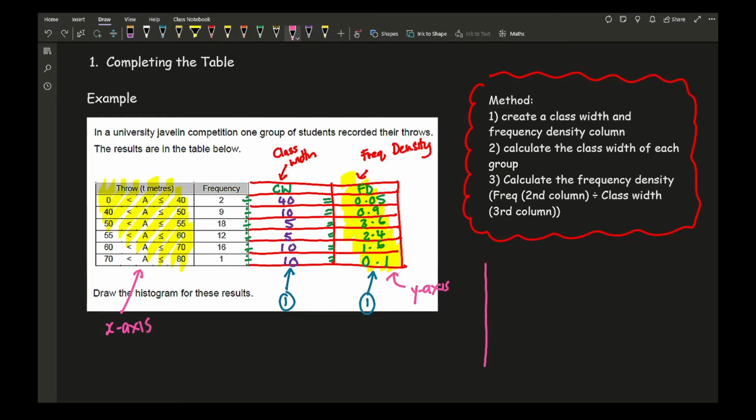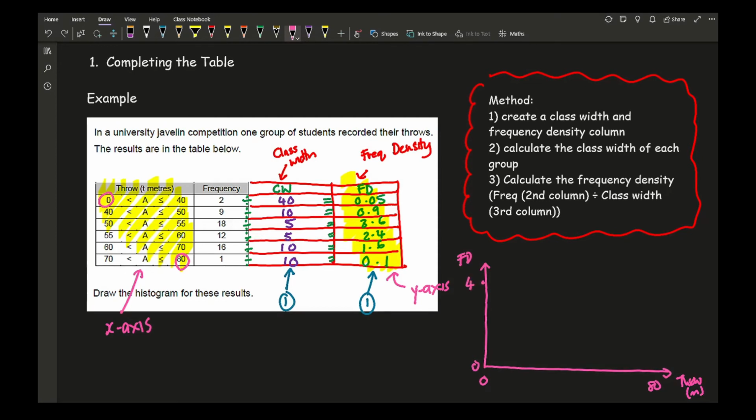So when I'm drawing my scale, I need to go from the smallest number to the highest number, so I need to go from 0 to 80 along the bottom, and going upwards, that's my frequency density, and that is the throw in meters. For going upwards, looking at this, I need to be able to plot 0.05. So I'm starting at 0 and the highest number is 3.6, and I'm just going to round that up to go to 4.